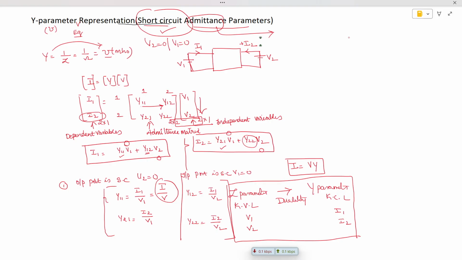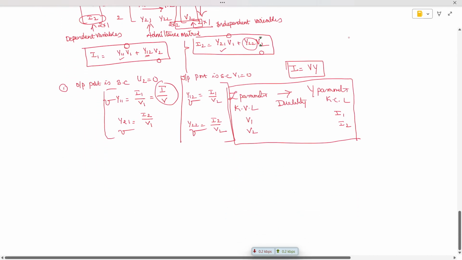Here the ultimate units are mhos. Y11 units are mhos, y12 is mho, y21 is mho, y22 is also mho. So that is the importance of this y parameter. So now let's try to give the names for this parameter. So now let's try to represent.